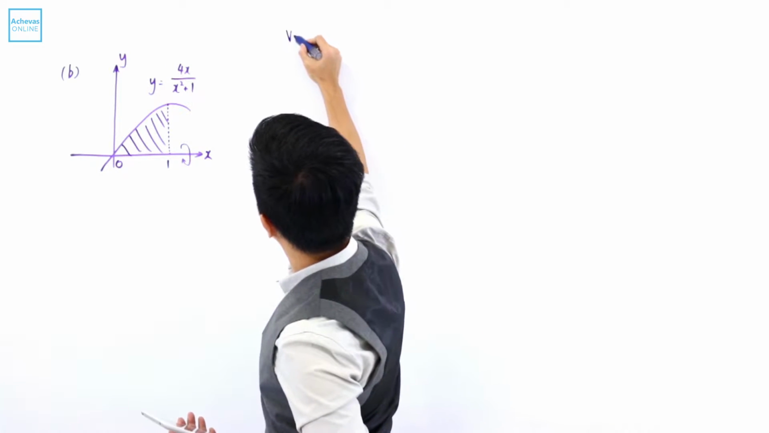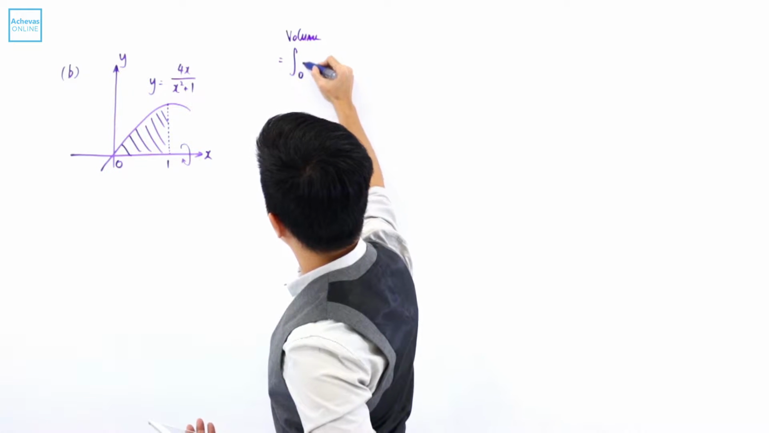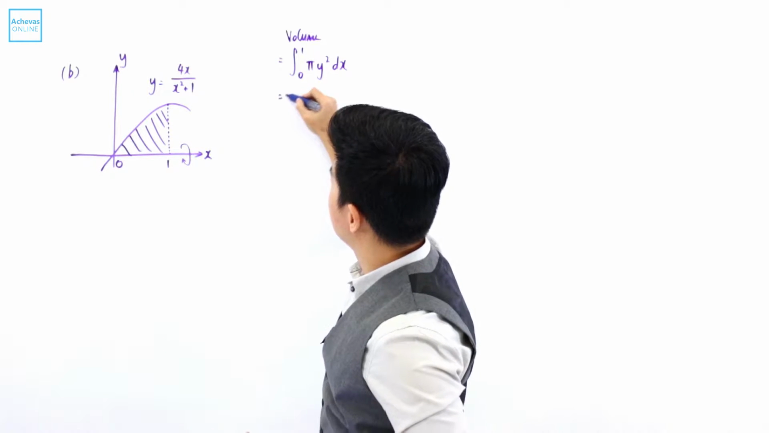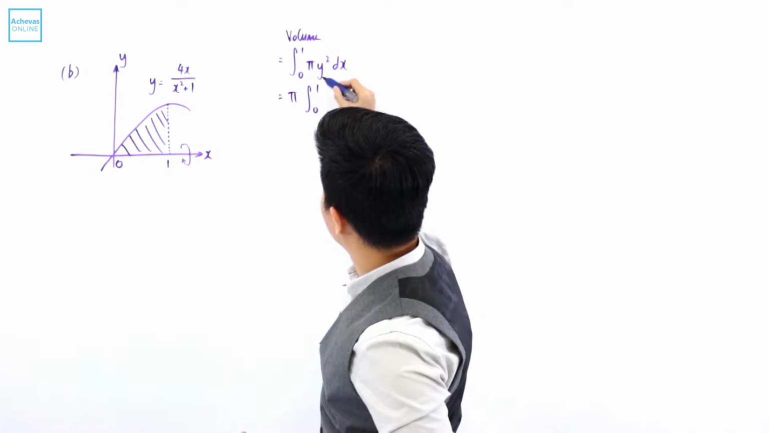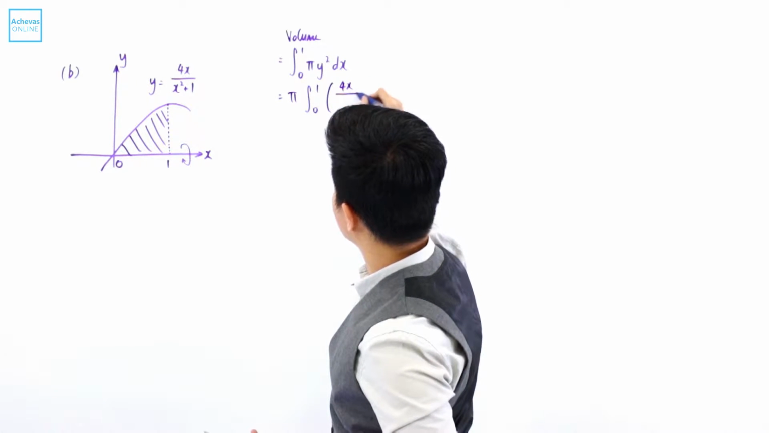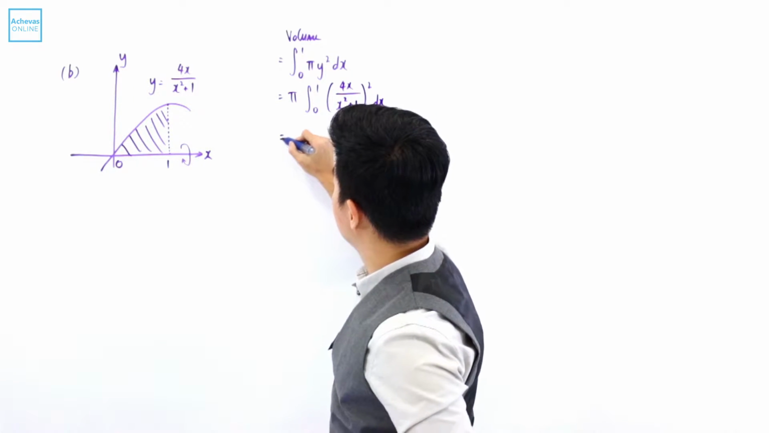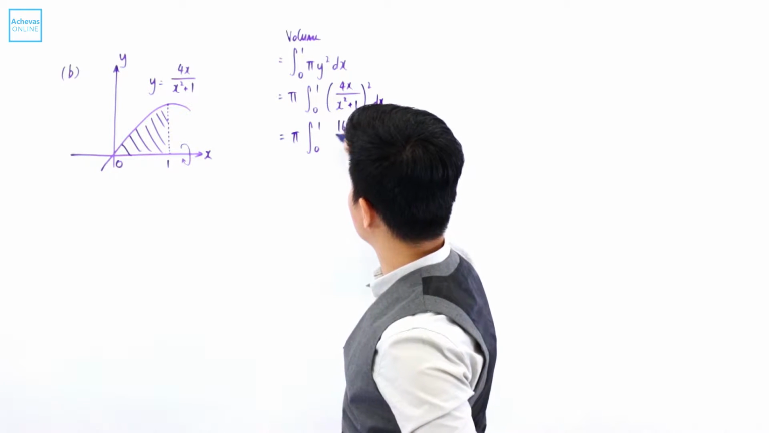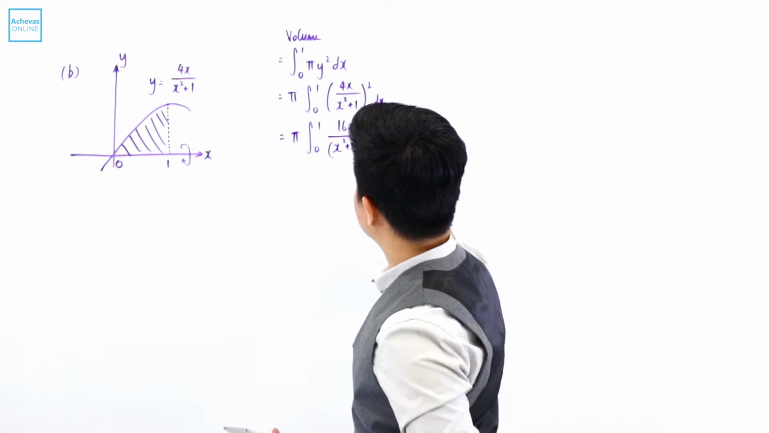So the volume is going to be integration from 0 to 1 of pi y square dx. Let me take out pi, so it will be pi integration from 0 to 1 of y square. Y is this, so it is 4x over x square plus 1, squared, dx. And this is pi integration from 0 to 1 of 16x square divided by x square plus 1 square dx.